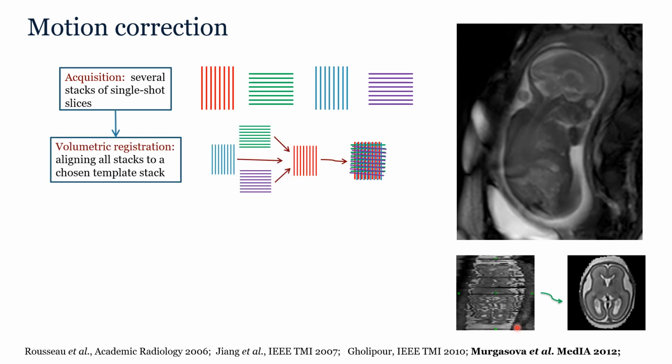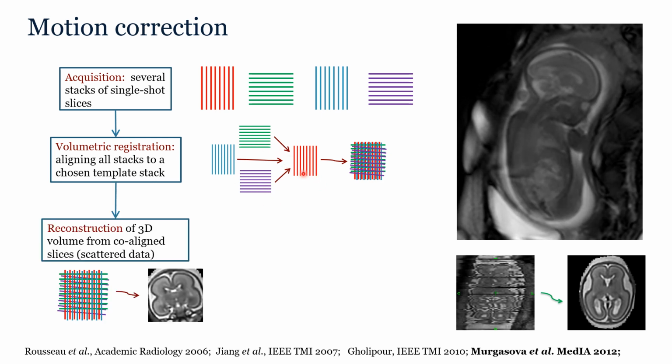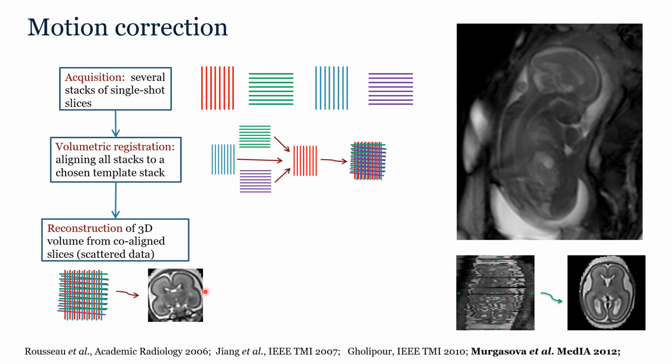Then the next step will be volumetric registration. We will select a template stack and all the other stacks will be registered to that. And after that, we can reconstruct the scattered data and obtain the first volume estimate. Of course, this requires a selection of a reconstruction method, but I will come to that later.